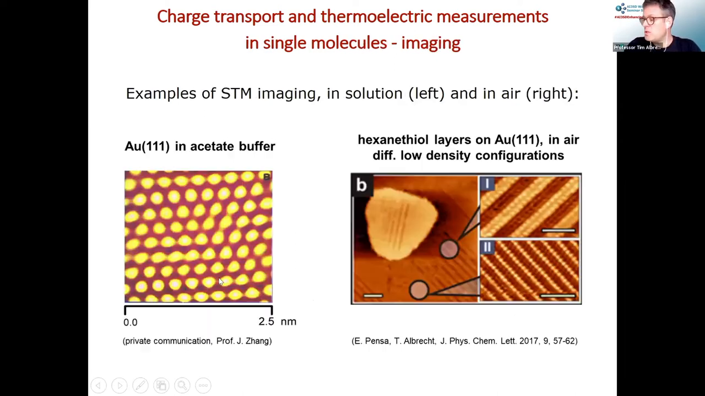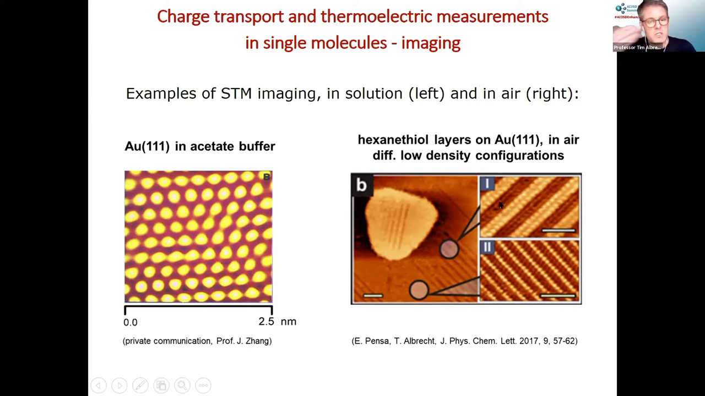And you can use it for imaging, of course, and just throwing in these two examples. This here is a gold surface, gold 111 in acetate buffer. You can clearly see that each individual blob is essentially a gold atom, and the scale here is 2.5 nanometers across, so you can use it for really high resolution images. Or here you've got an example where we've got a gold surface and a gold island, and the difference here is about an atomic step height, so it's a very distance dependent effect. And in this case, we have different types of molecules, or the same molecule, but in different orientations on the surface.